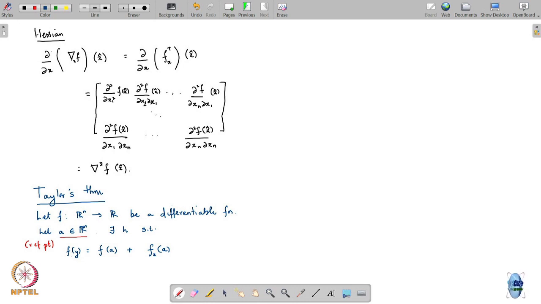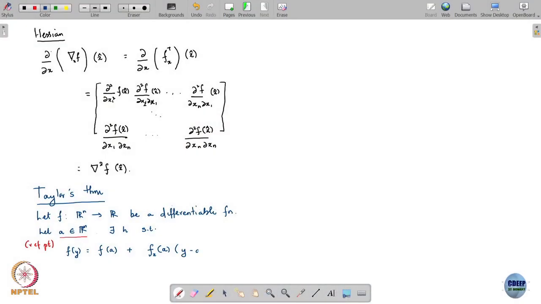So, f of y is equal to f of a plus, what is this vector now? This is a row vector, which is the derivative of f with respect to x, evaluated at a. So, that transpose y minus a, plus another function h of y times y minus a, where, and this is the important part, h of y tends to 0 as y tends to a.